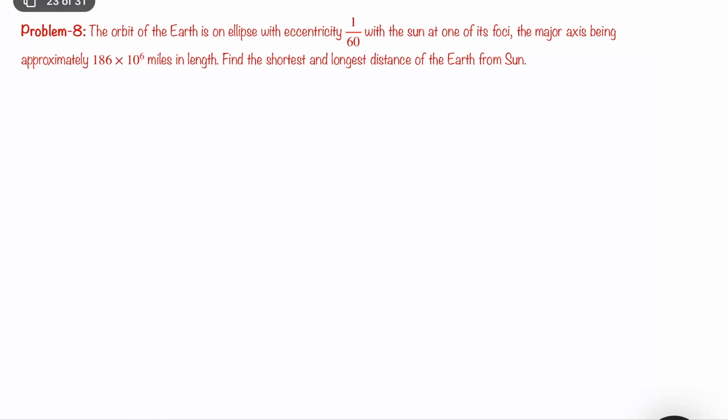Problem 8. The orbit of the Earth is an ellipse with eccentricity 1 by 60 with the Sun at one of its foci. The major axis being approximately 186 times 10 to the power of 6 miles in length. Find the shortest and longest distances of the Earth from the Sun. Okay, fine.